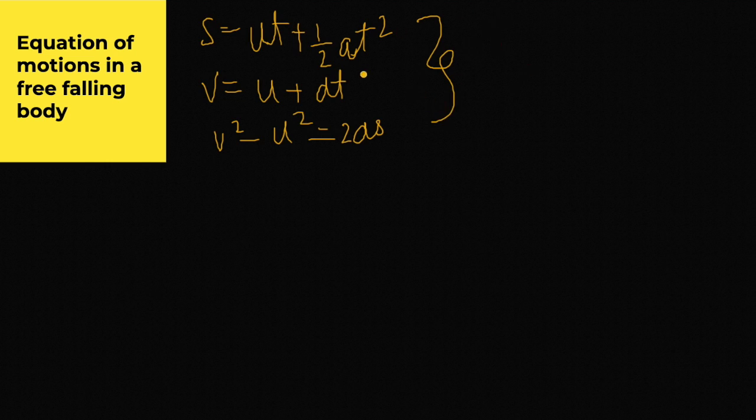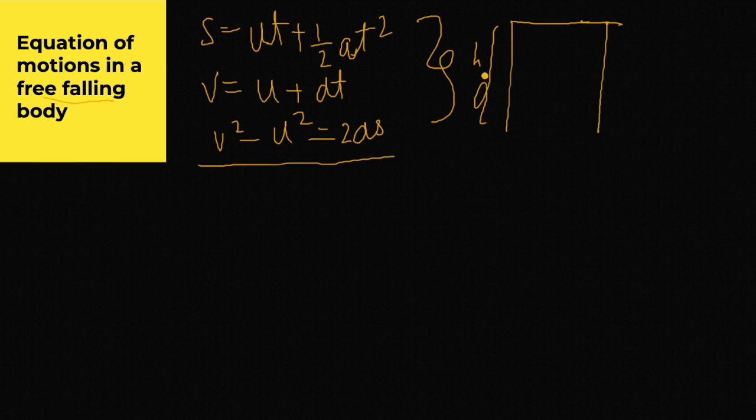So in today's video, we're going to be talking about the exact same equations of motions, but in a different case, a free-falling body. As the name suggests, it's just a body which is being thrown from some height, let's say from the roof of a building. This is a building and we are throwing a ball from this height. Let's say the height of the building is h, and we are throwing the ball from here.